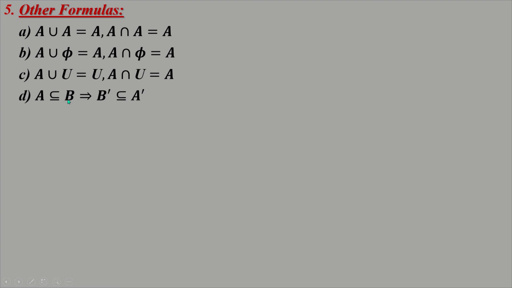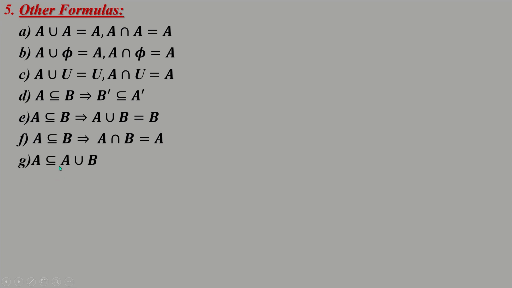A is a subset of B implies B complement is a subset of A complement. A is a subset of B means A union B equals B. A is a subset of B means A intersection B equals A. A is a subset of A union B. A intersection B is a subset of A or B.